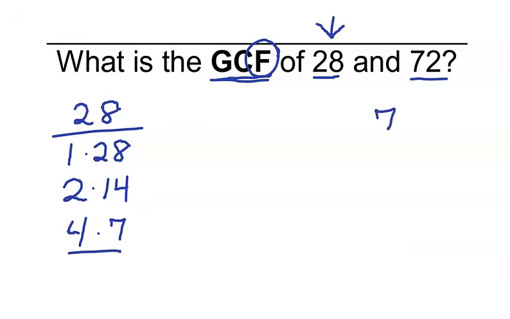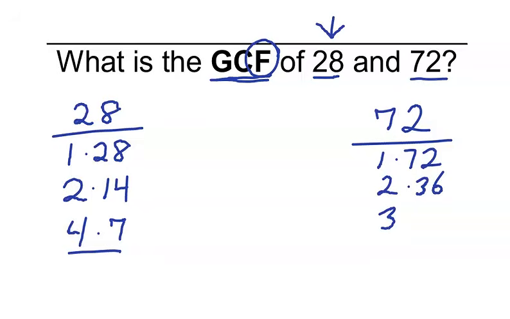All right, let's look at 72. I think this one has lots. 1 times 72, of course. I'm going to write a little smaller so I can fit it. 2 does because it's an even number. And let's see, you would have to double 36 to get to 72. 3 does because 7 plus 2 is 9, and 3 goes into 9, so 3 has to go into 72. And that goes in 24 times, I would say.